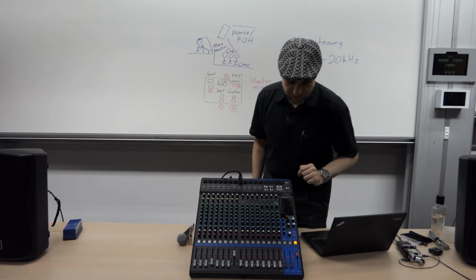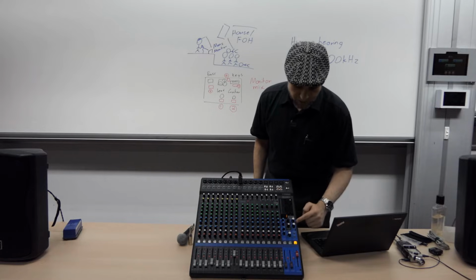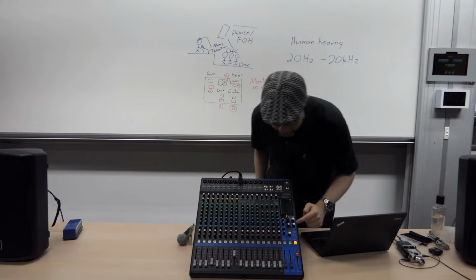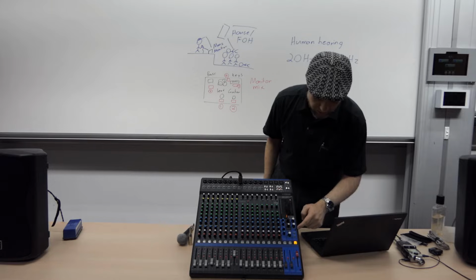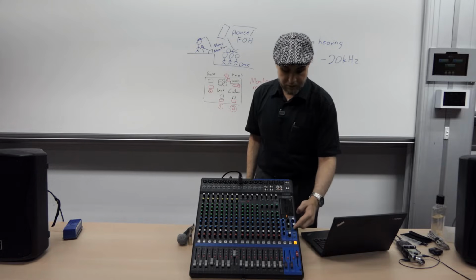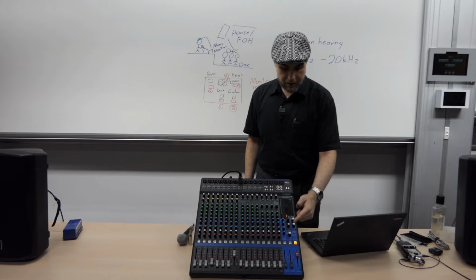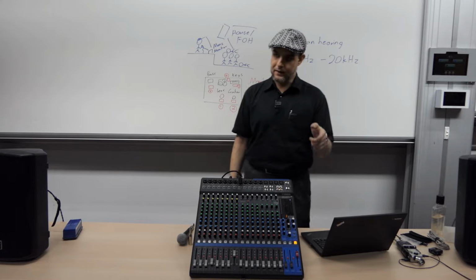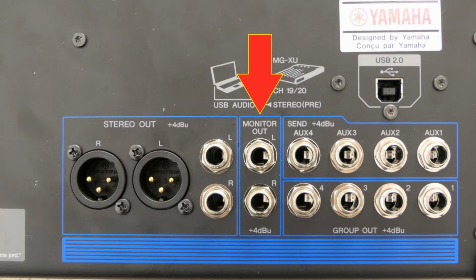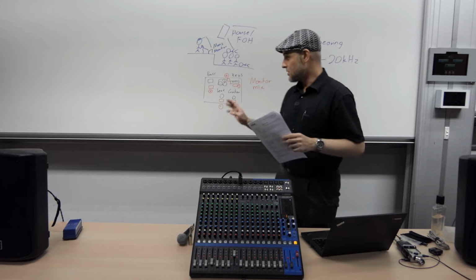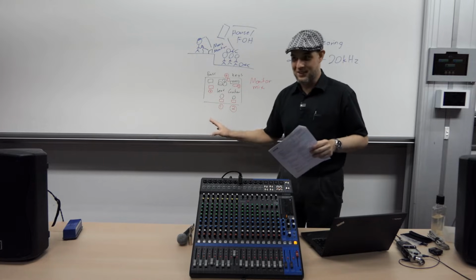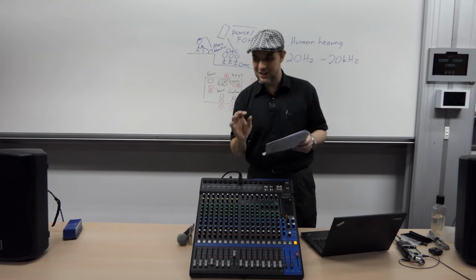You have your aux masters. Here you have something that's labeled monitor level and phones level. Now, phones is the level for your headphones. Monitor level: there is another set of outputs behind that, labeled monitor out. Now, this monitor is not stage monitor, it is studio monitor out.